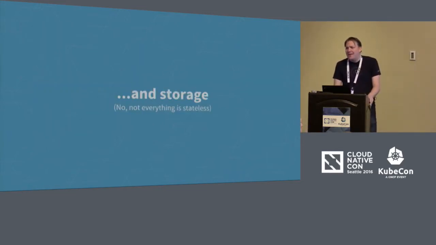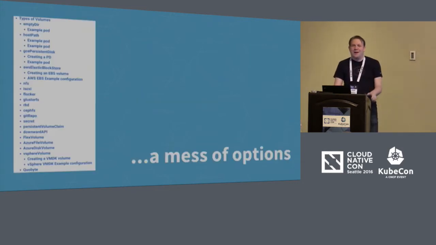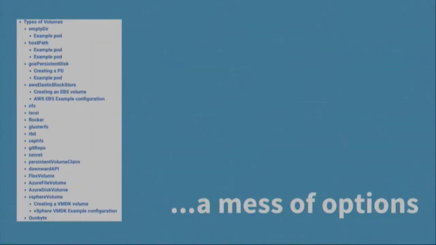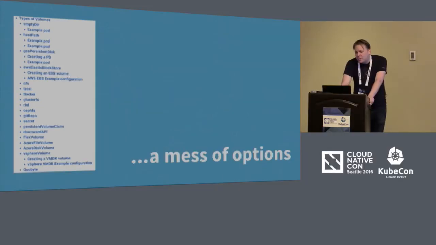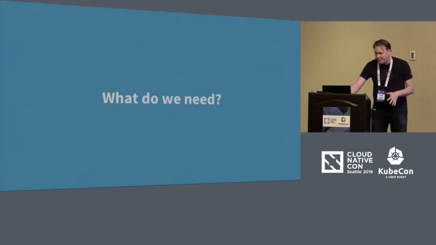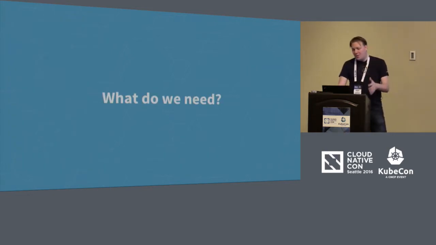What about storage? And no, not everything is stateless, much as we would like it not to be, right? So you've got a mess of options when it comes to Kubernetes. This is just from the docs, the various volume plugins we have baked into Kubernetes as is today. And well, let's take this moment, and have this whole daunting list. Let's back up. What is it we need? Right? What do we need out of storage on Kubernetes?